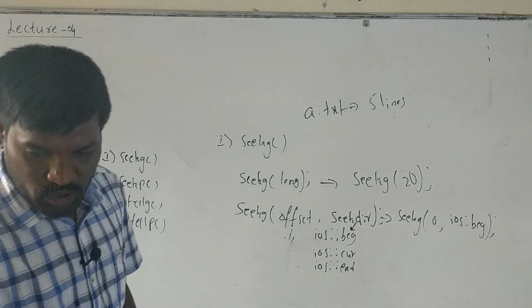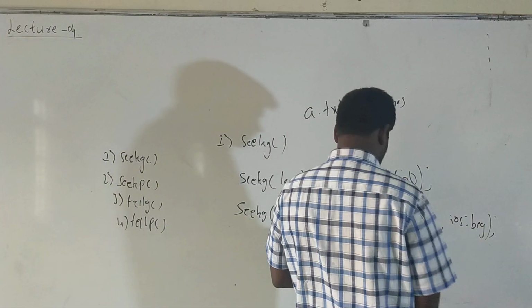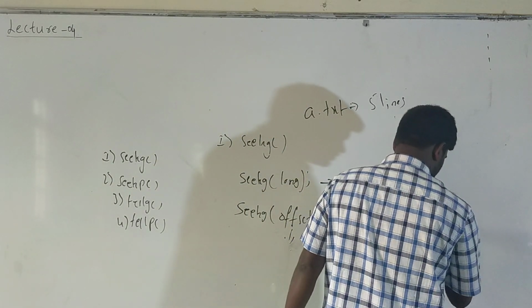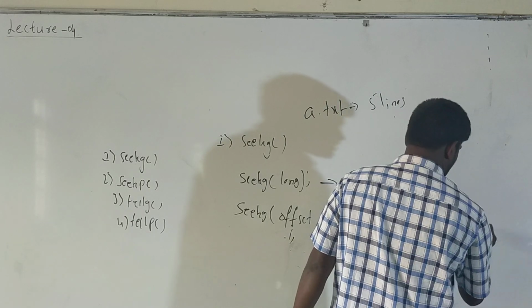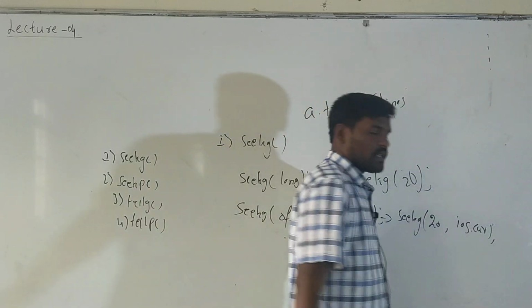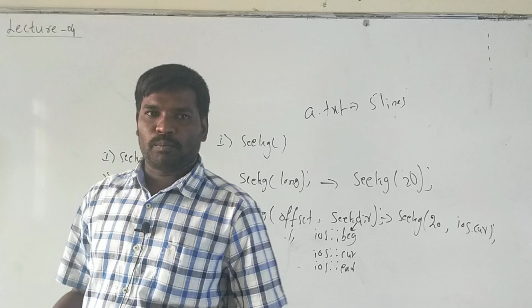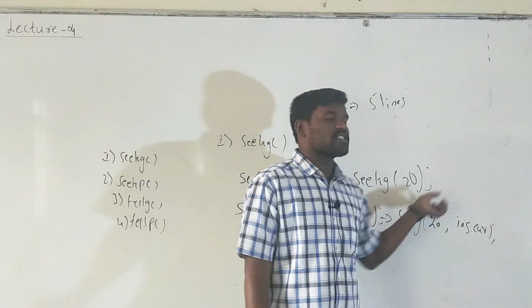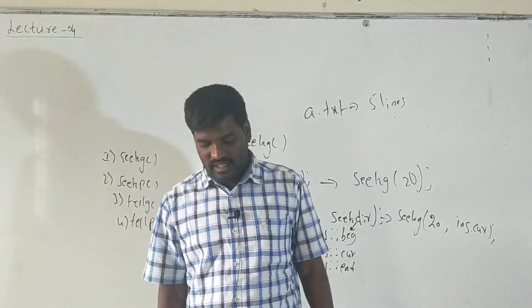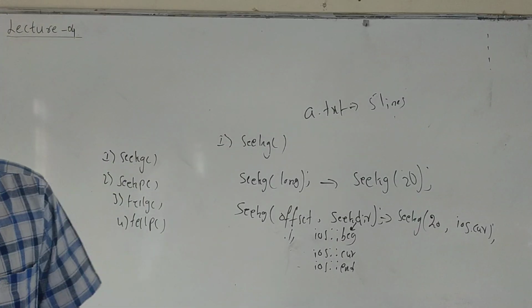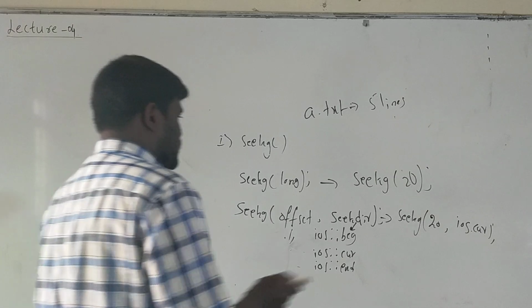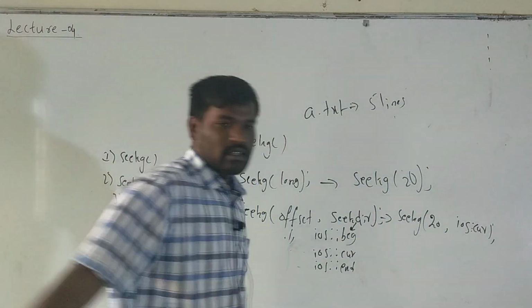Next, suppose seekg with ios scope resolution of current. From the current pointer position, it moves forward to the next 20th character. So that is seekg(20, ios::cur).